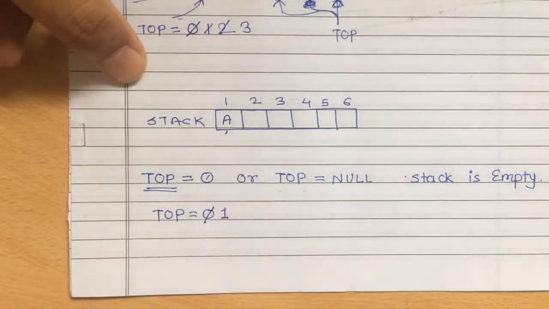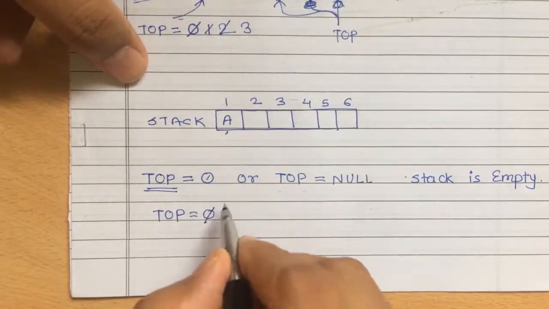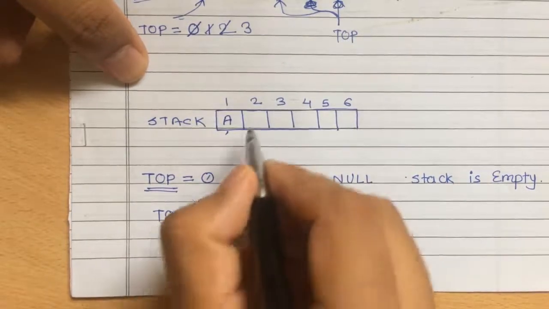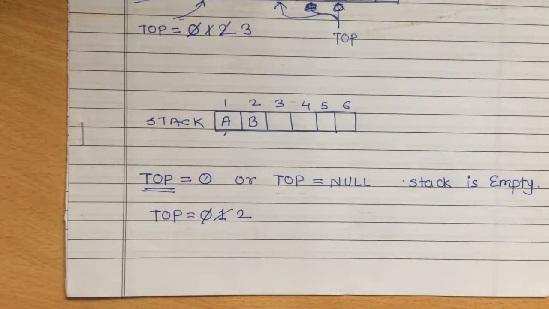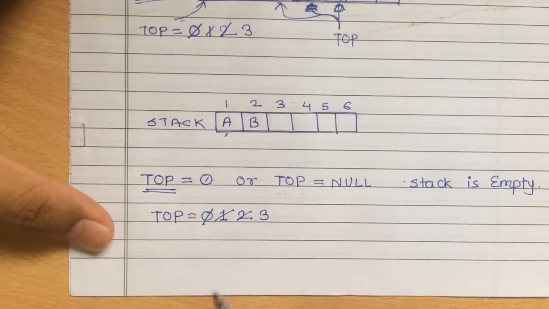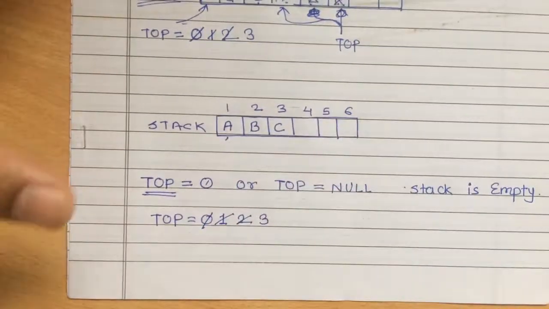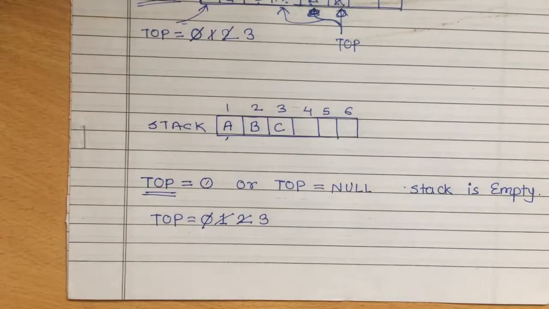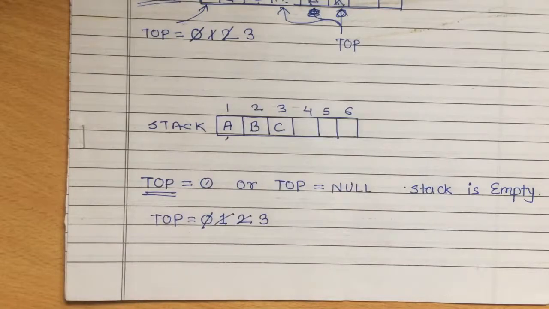Next, now I want to insert one more element. So what do I have to do? I have to increase the value of top by 1. Top becomes 2, and at the second position I will insert the second element. Then again, as I said in the previous case, I will increase the value of top by 1. Top becomes 3, and at the third position I will insert the next element. So how many elements can you insert in this array? Visually we can see that a total of 6 elements we can insert in this case.